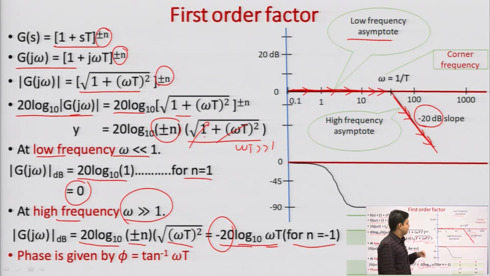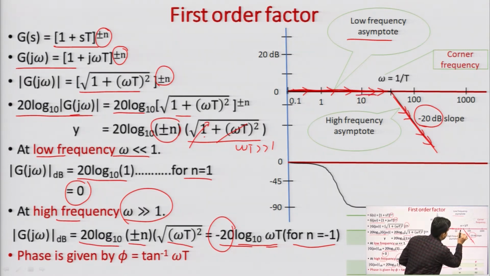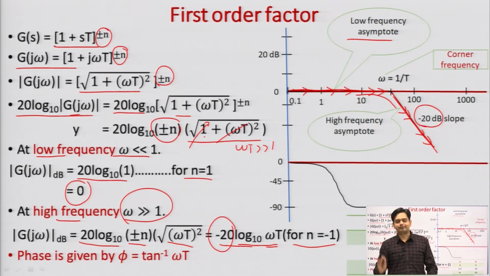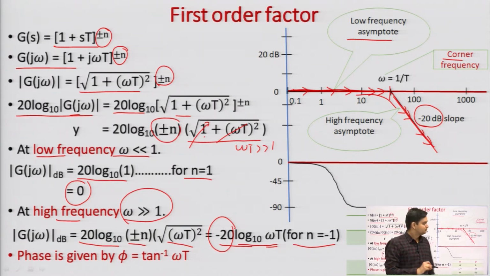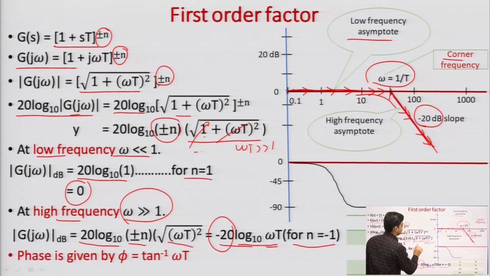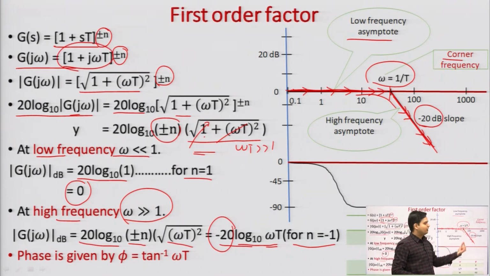In an actual system, if you do this plot, you will get a curved line instead of this abrupt line. Here we are doing the asymptotic approximation, that is why we are getting this zigzag type of line. We get a corner frequency, the frequency which separates the low frequency asymptote, this one, and the high frequency asymptote, this one. It is known as the corner frequency, and it is given by omega equal to 1 over T, from this concept. From here omega will be 1 over T, right.